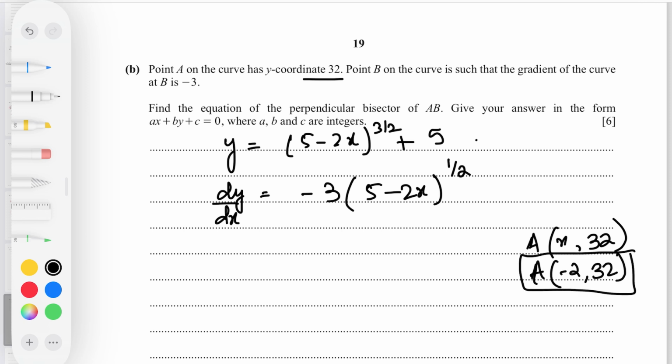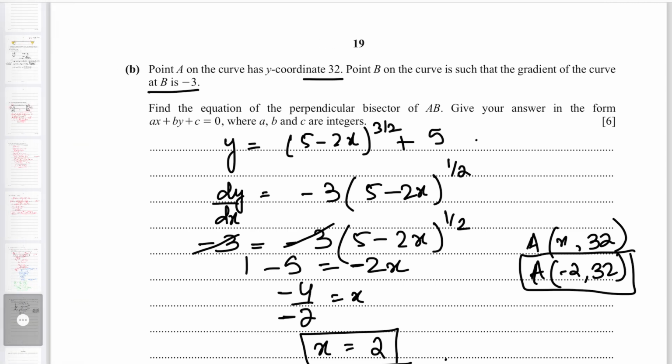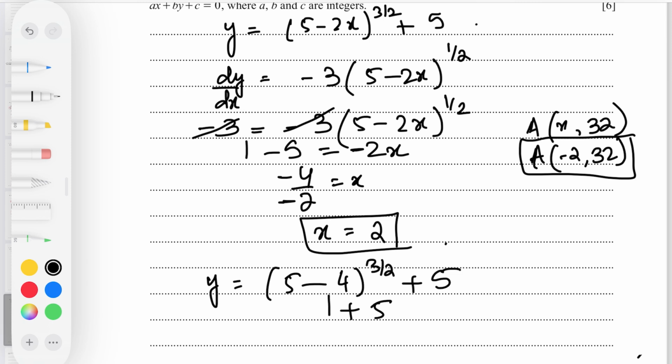Now for the coordinate of B, the gradient of the curve at B is minus 3. 1 square is 1, so I'm not doing all that working. So my value of x comes out to be x equals 2 plus 2. Now let's put this in the original equation to find out my value of y. 1 plus 5, my value of y is 6. So my B coordinate comes out to be 2 comma 6.